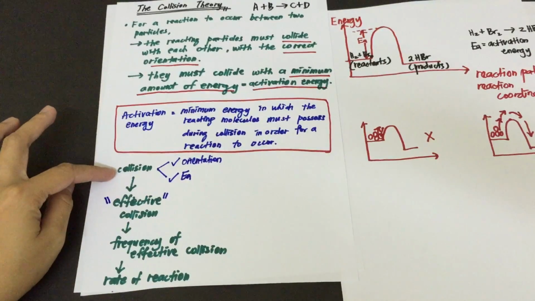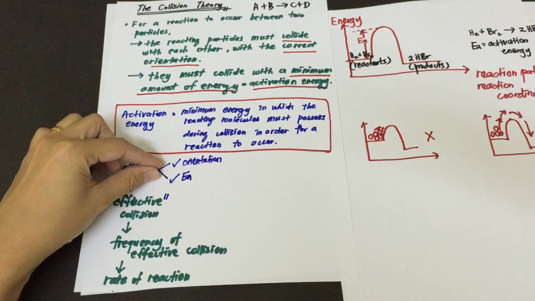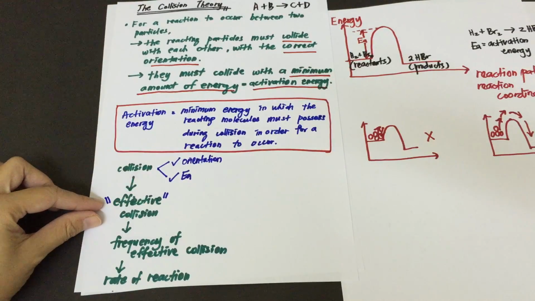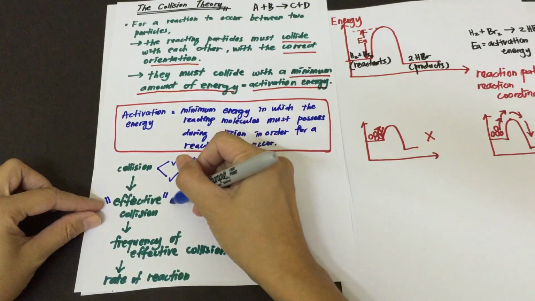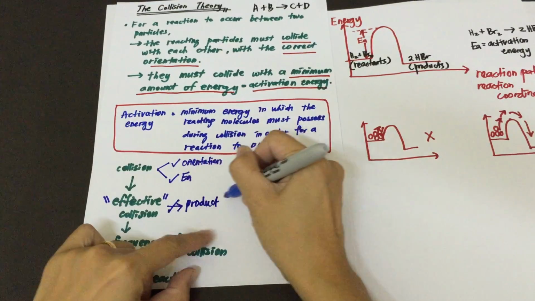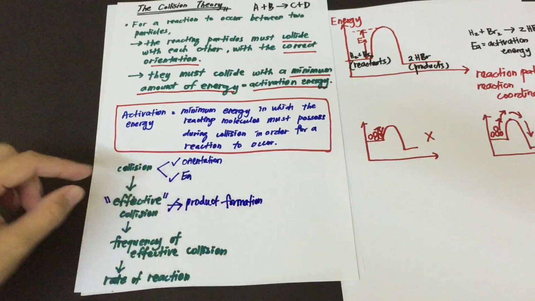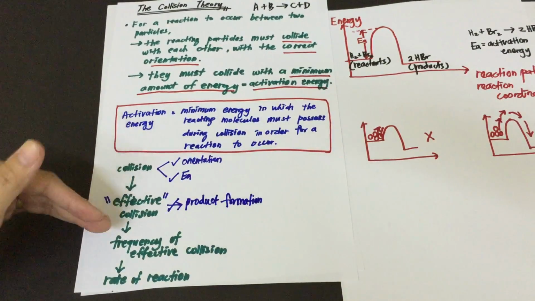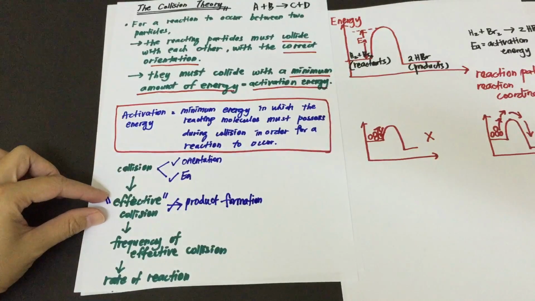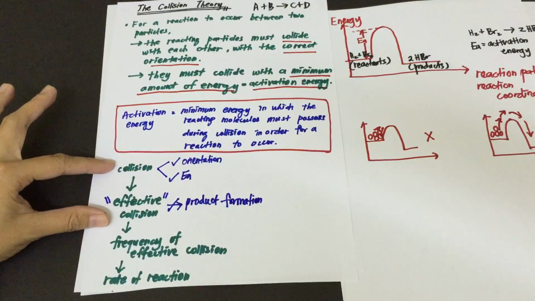So a collision can be effective, or it can be non-effective. If a collision can fulfill the 2 points of the collision theory, it is called an effective collision. When we have effective collision, that means the reaction is successful, and the product formation must happen. So these are the important relations from the collision to the effective collision. When we have the product formation, that means the whole reaction is successful.